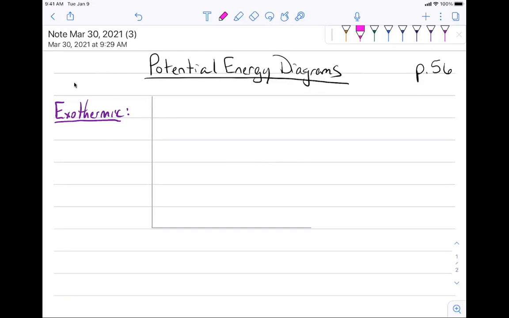All right, potential energy diagrams. We talked about these briefly the other day, that the energy diagram starts somewhere on the y-axis, increases to a hill, and then drops below where it began. That's exothermic. What we didn't do is label where everything is.